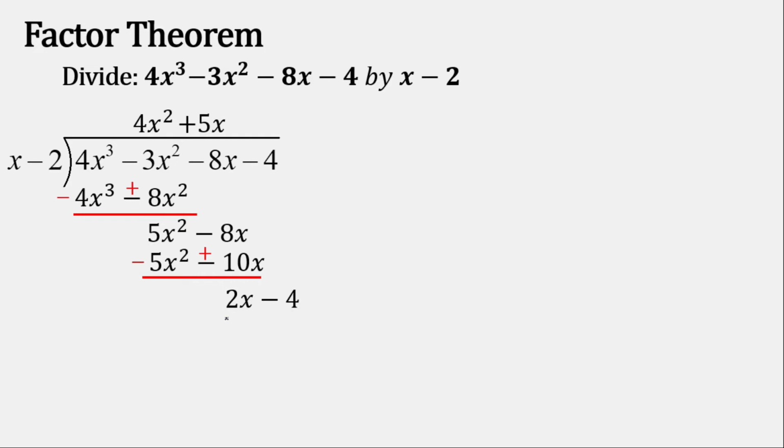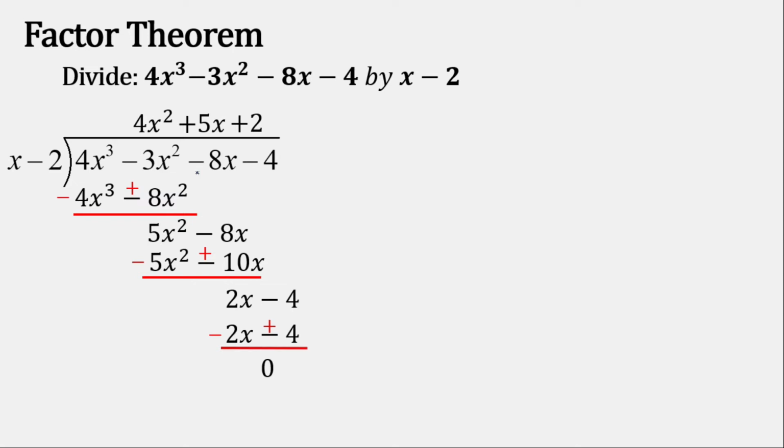Now let's divide 2x by x. The answer is 2. Then let's multiply 2 by x minus 2, and we'll get an answer of 2x minus 4. Again, let's subtract them by changing the sign and proceeding to addition. And for this, we'll be canceling all of the terms, and we have a remainder of 0.